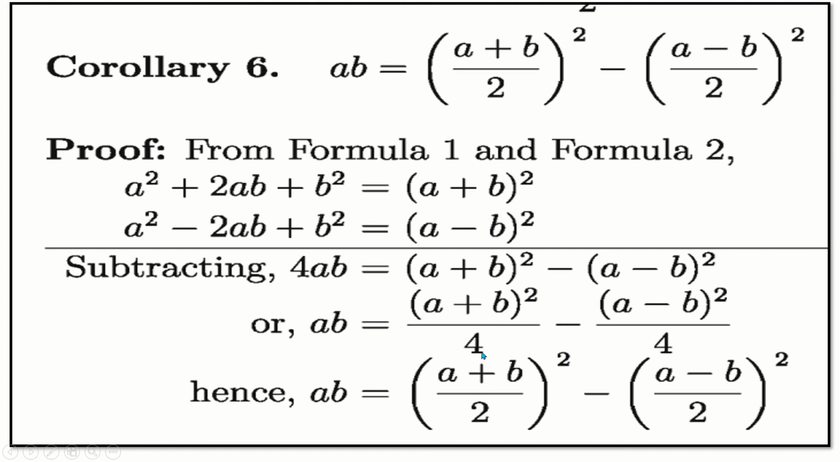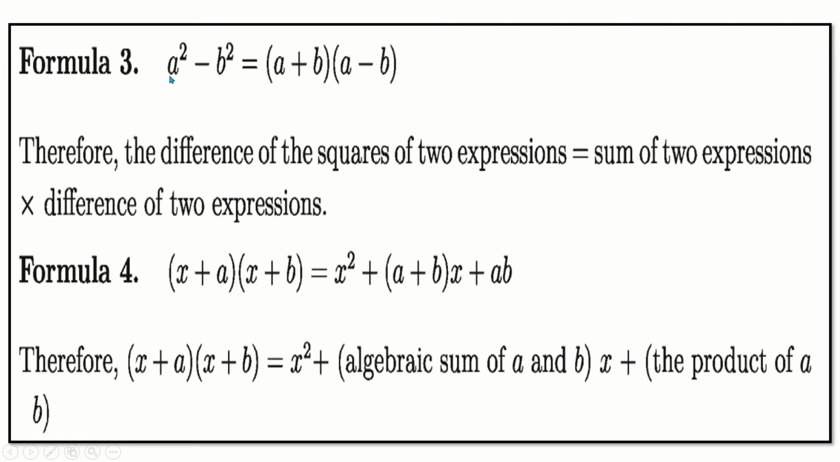But we can write this as (a plus b by 2) whole square, because (a plus b) whole square stays and 2 square means 4. Similarly here (a minus b by 2) whole square. This is another corollary and you have to remember. Okay. Now formula number 3: a square minus b square equals (a plus b) into (a minus b). This is the mathematical form, and in language: the difference of the squares of two expressions equals the sum of the two expressions into the difference of the two expressions. Another formula: (x plus a) into (x plus b) equals x square plus (a plus b) into x plus ab.